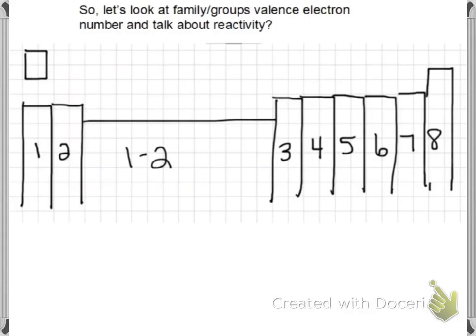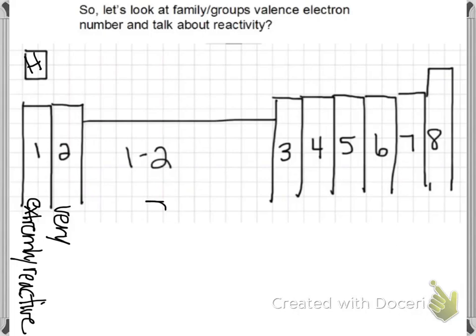Now, let's look at this rough drawing that I've done of the families and groups, and I've put the number of valence electrons in each of these groups. So now let's talk about the reactivity. Of course this is hydrogen up here. It also belongs to group 1, but elements in group 1 are extremely reactive. Group 2, they're very reactive. They're not quite as reactive as group 1, but they're still very reactive. The transition metals are reactive.